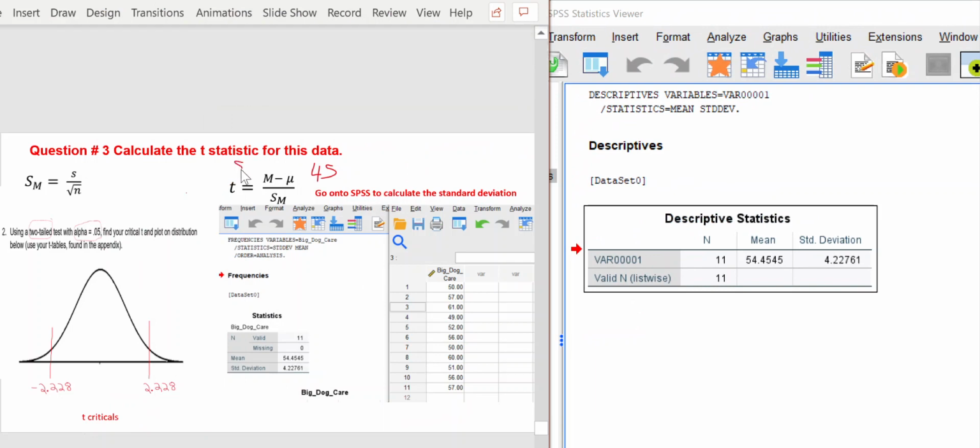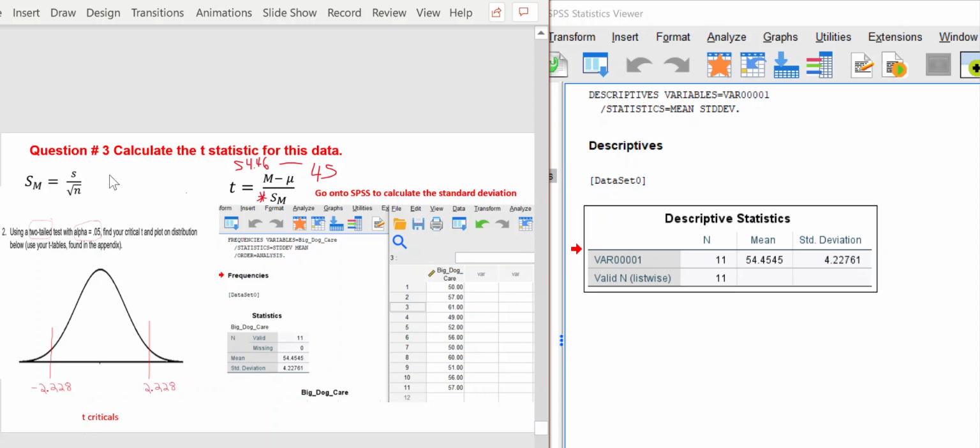So this is 54.46 minus the population mean. We have this information here, but we need to get this standard error right here, and the way we need to do that is by getting the standard deviation. So I need to calculate that in order to get the T statistic. Let's go ahead and do that.